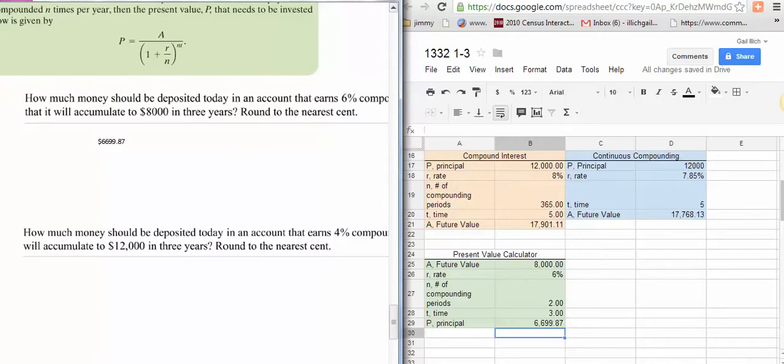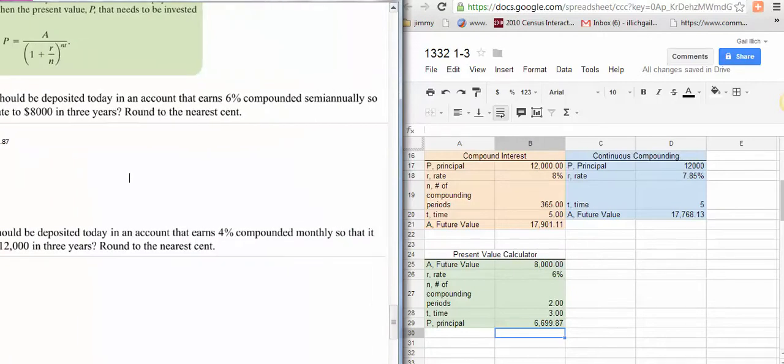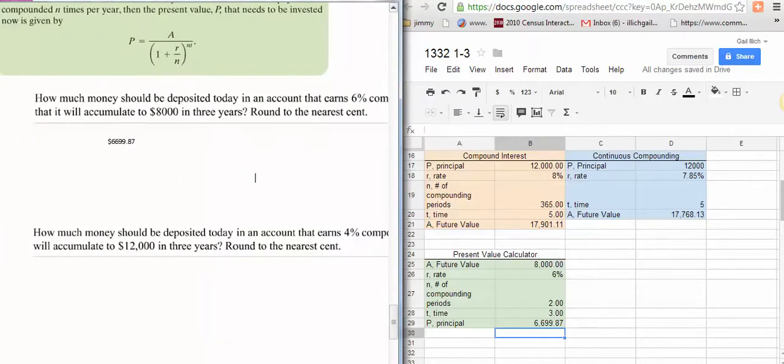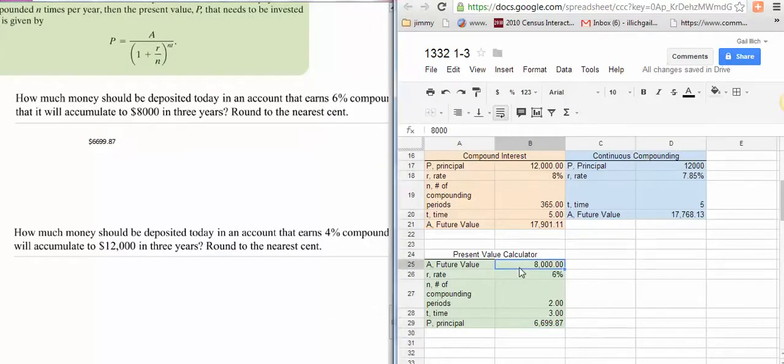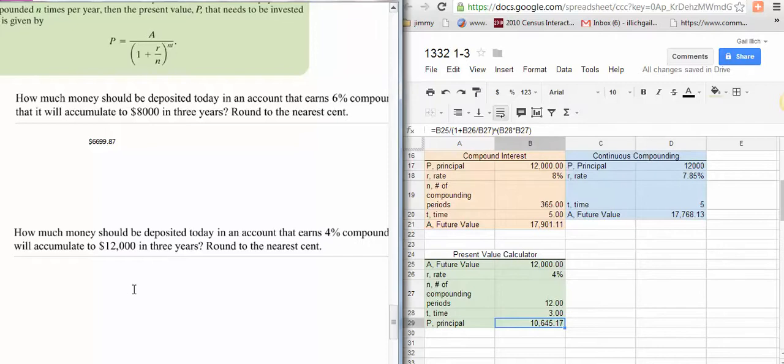How much should be deposited in an account that pays 4% compounded monthly so that it will accumulate to $12,000 in 3 years? All right, so you want to end up with $12,000. So that's your future value. It's 4% is the interest rate. Compounded monthly is going to be 12. And 3 years, that just stays the same. So your answer, see, it already calculated for you, is $10,645.17.